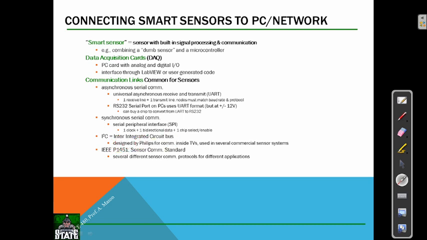I2C means inter-integrated circuit bus. Inter and integrated, both start with I, so we have I squared. The inter-integrated circuit bus was designed by Philips for communication inside TVs, and is used in several commercial sensor systems also. Then IEEE P1451 is the sensor communication standard, with several different communication protocols for different applications.